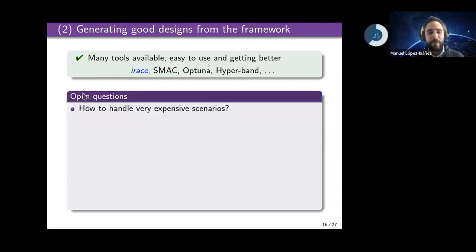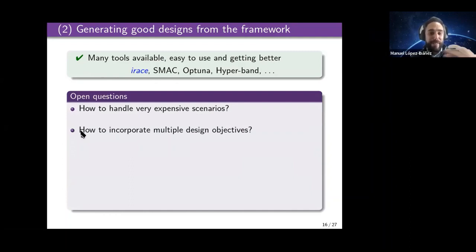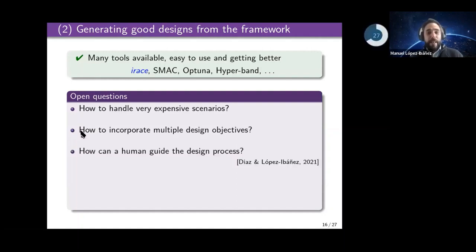Of course, not everything is solved. There are still many open questions. For example, if you have an application scenario where evaluating one design takes days or weeks, then searching just becomes very, very expensive. How to incorporate multiple design objectives in the design process is also something that hasn't been studied a lot. And something that I'm personally very interested in is how a human can guide the design process. I have done some initial work on this, but I think there is a lot to be done there.